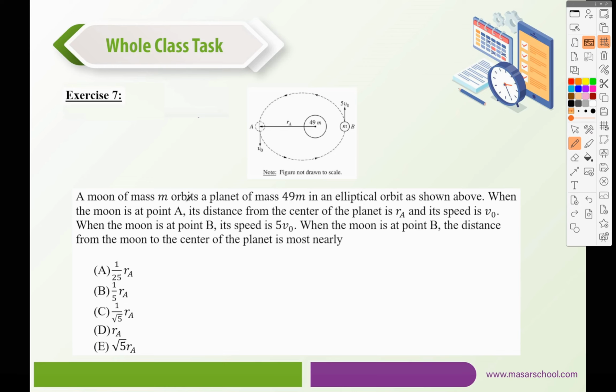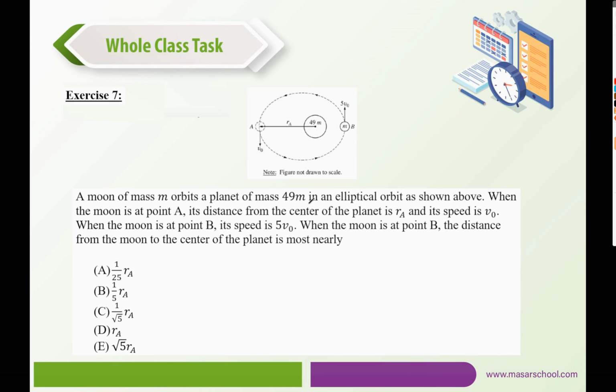Now exercise 7. A moon of mass m orbits a planet of mass 49 m in an elliptical orbit as shown above. When the moon is at point A, its distance from the center of the planet is ra and its speed is v0. When the moon is at point B, its speed is 5v0. When the moon is at point B, the distance from the moon to the center of the planet is most nearly what? Again, because we're talking about elliptical orbits, we can use the conservation of angular momentum, which is basically r1 v1 is equal to r2 v2.